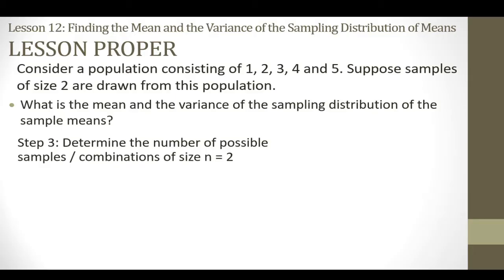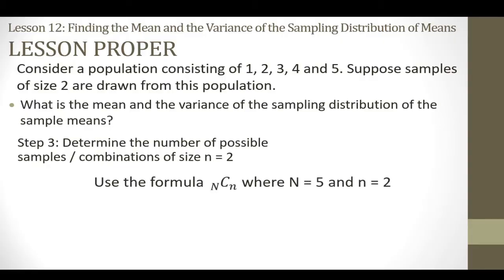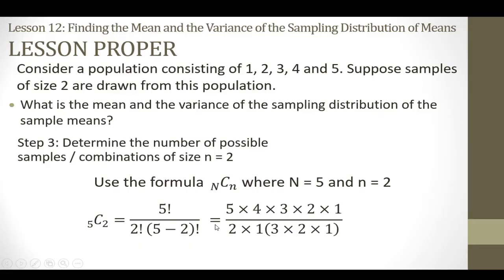Now, next, we determine the number of possible samples or combinations of size 2. So, paano natin malalaman ito? By using the combination formula, where our big N, the population, is 5 and our number of samples is 2. So, 5 combination 2. By computing, we get what? We get 10. Very good.